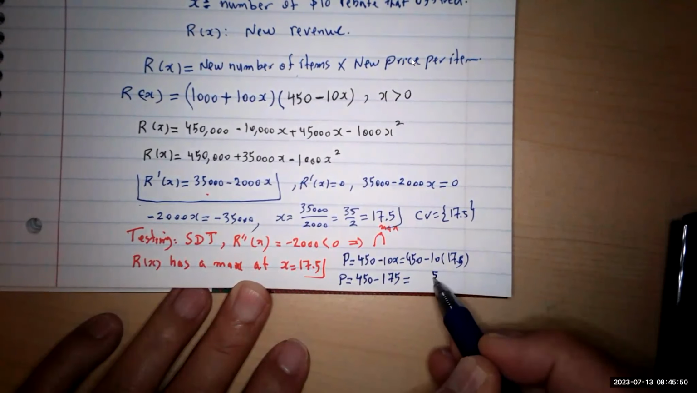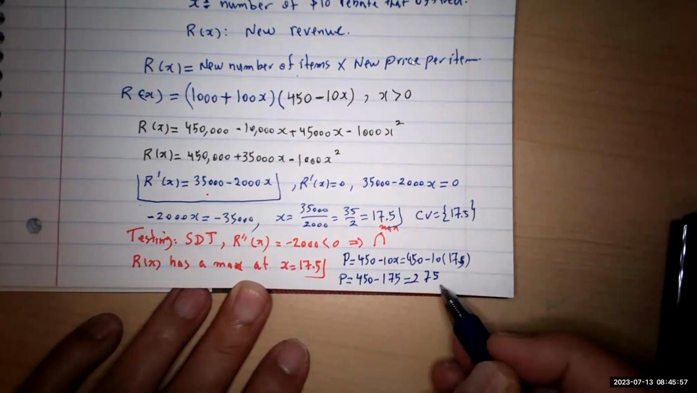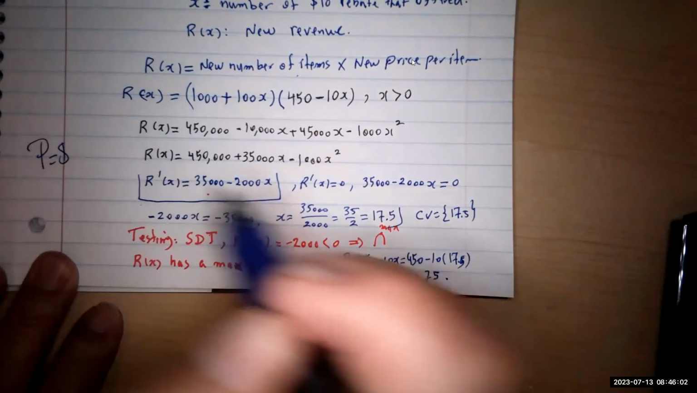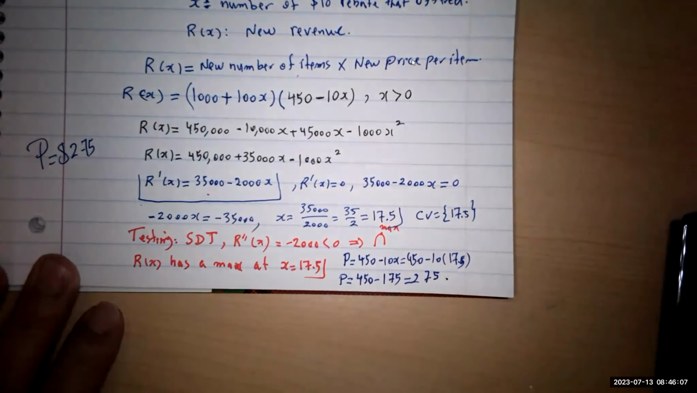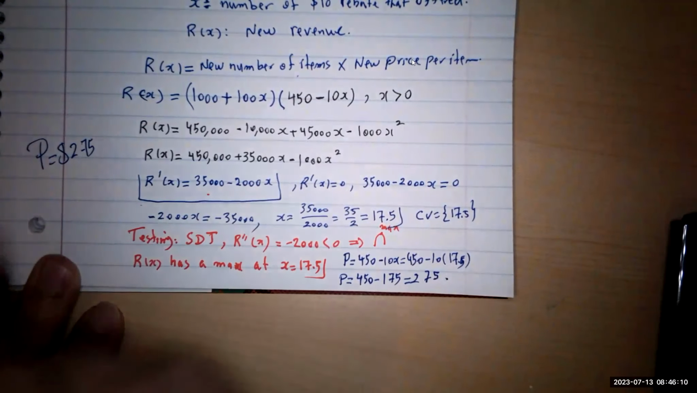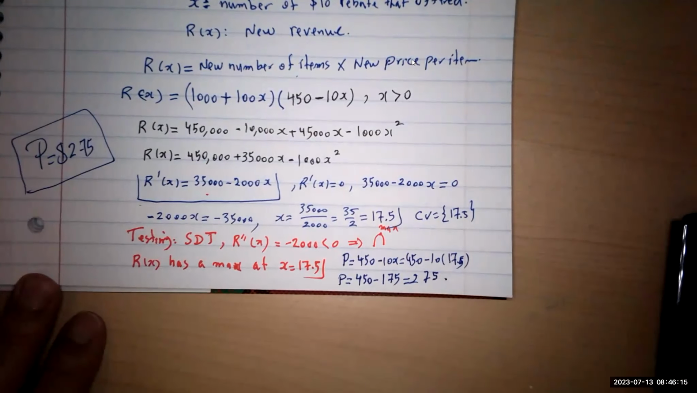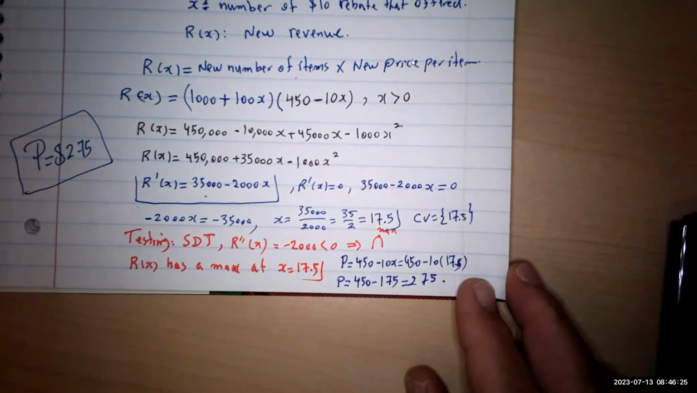So the result is going to be $275. So the price that gives you the maximum revenue in dollars is going to be $275. So if you offer this price to the customers, you are going to make lots of money. If you want to find the maximum revenue, of course, you drop 17.5 into the revenue function. But we are interested in the price only.